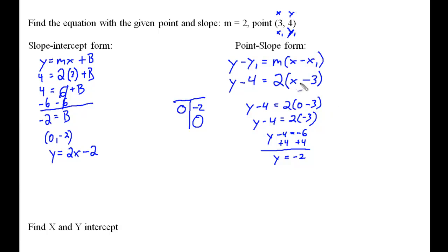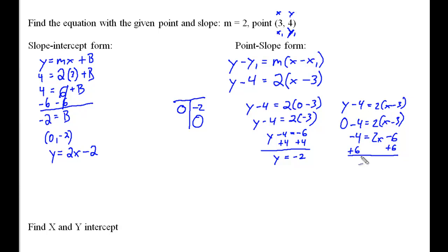But you can see where I can now take this point slope form and find my x-intercept easily by plugging a 0 in for my y. So I'm going to take my y minus 4 equals 2 times x minus 3, and plug a 0 in for my y. 0 minus 4 equals 2 times x minus 3. 0 minus 4 is negative 4. 2 multiplied by x minus 3 is 2x minus 6. And if I add the 6 to both sides, I get 2 equals 2x. Divide both sides by 2.